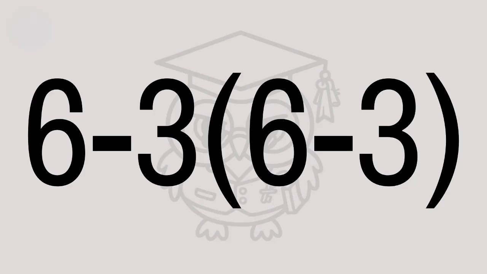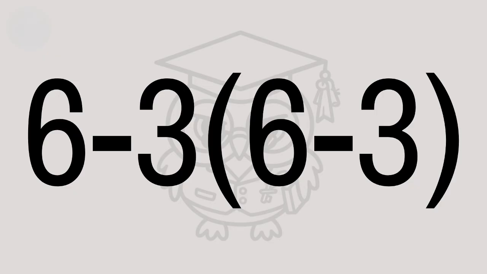Today we are calculating 6 minus 3, followed immediately by 6 minus 3 in parentheses. Because the numbers repeat and sit directly against the brackets, it's very easy to misinterpret the operational priority. Pause the video right now, solve it in your head, and leave your immediate answer in the comments.